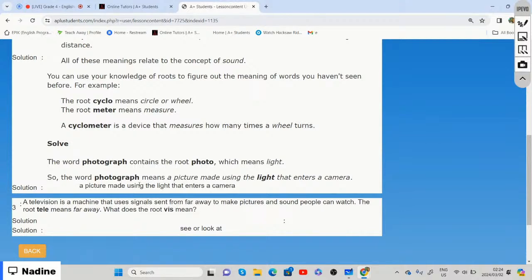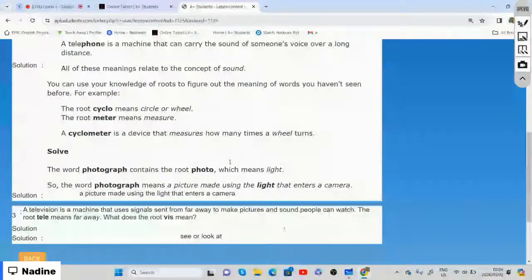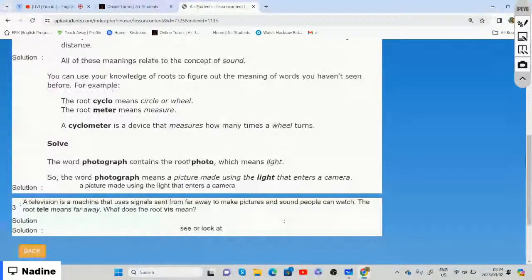So the word photograph, right? It contains the root photo. So the word photograph contains the word photo. And that word photo actually means light.